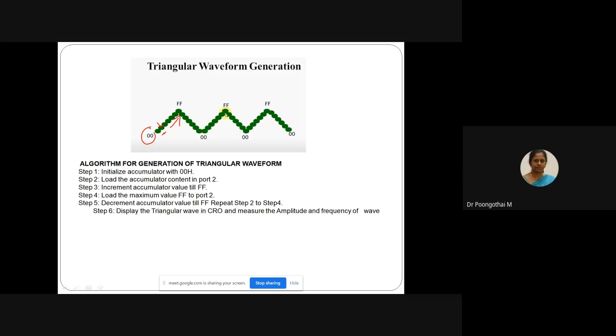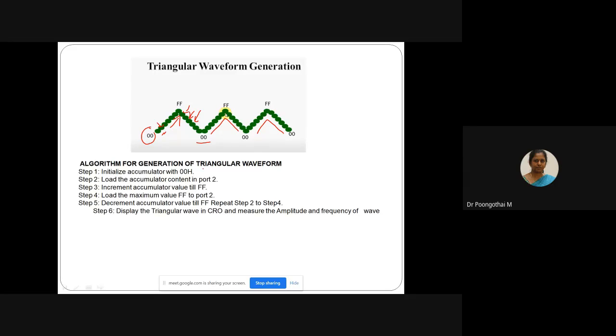Okay. So after reaching FF, once the maximum value is reached, we will decrement the value by 1. Decrementing the value continuously, every time it will be sent to the DAC. When it reaches 0, again we will increment. Likewise, we have to generate the triangular waveform.